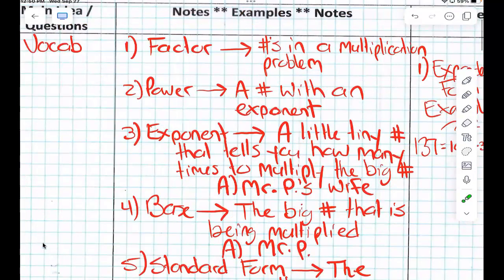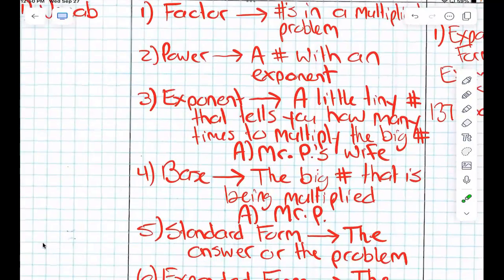Bossy. A base. A base is the big number, so the base gets bossed around. I'm a little bit bigger than my wife, so she bosses me around. I'm the base, she's the exponent, yes?